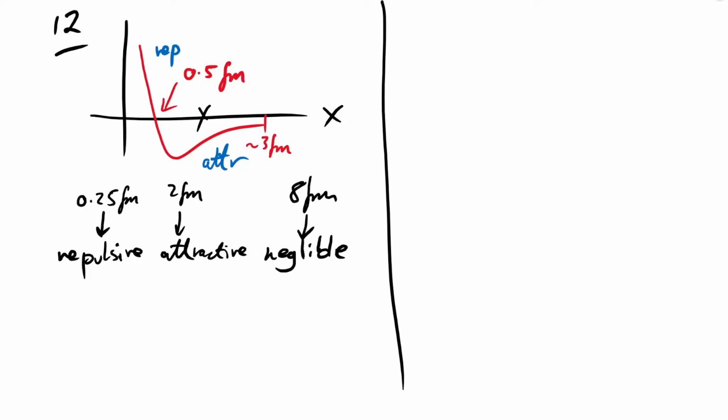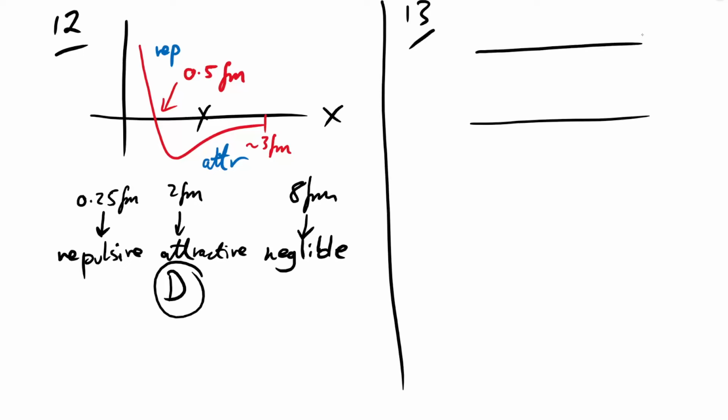So it looks like the answer is going to be D. 13, we have some energy levels. 1, 2, 3. We're going down. That's fine because we only care about the difference in energies, don't we? So we have here 0, minus 2.9 times 10 to the minus 19 and minus 8.6.